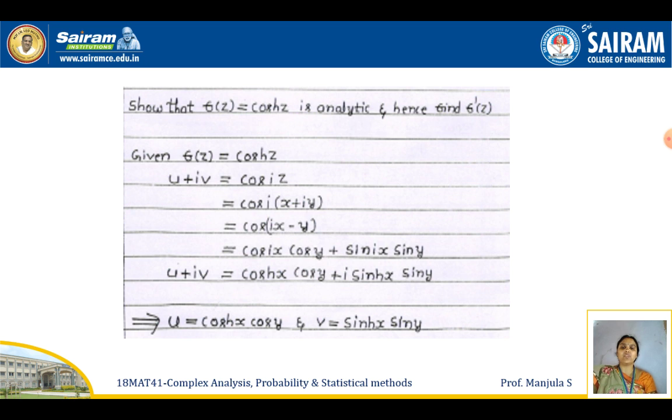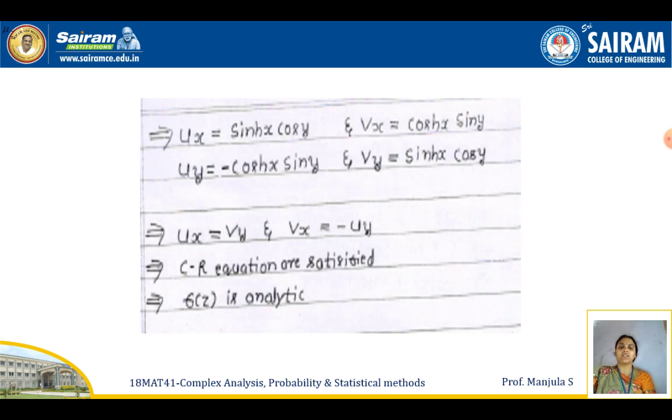Now by comparison of the real and imaginary parts of both sides, you get u as cosh x into cos y, and v is sinh x into sin y. Once you get u and v, find all the partial derivatives ux, vx, uy and vy. Now compare these values with the CR equations in Cartesian form, that is ux equals vy and vx equals minus uy. So the CR equations are also satisfied, and we can conclude that f of z is analytic.